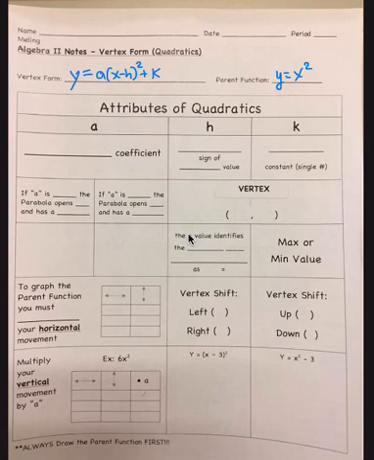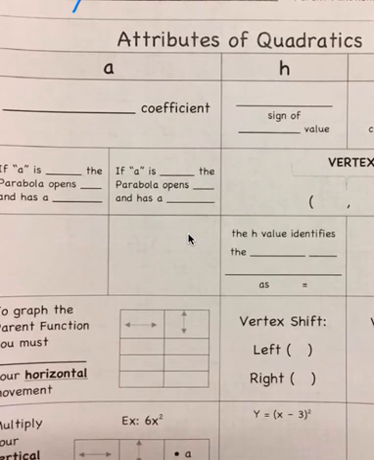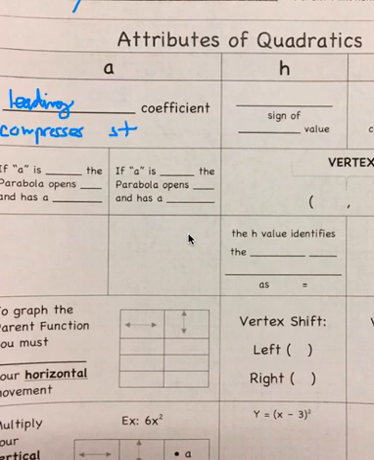So it's very similar, and we'll be doing the same thing all year for all the different functions. They all have the similar format. So our attributes, our a value is our leading coefficient. The leading coefficient compresses or stretches. It can also reflect if it's negative.